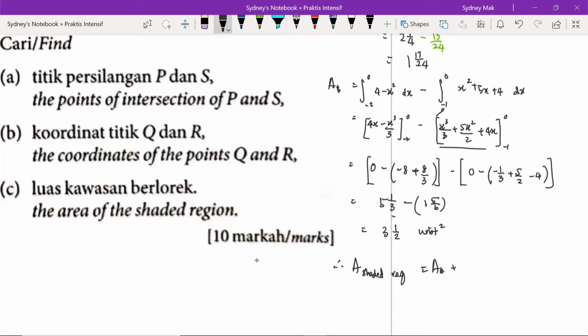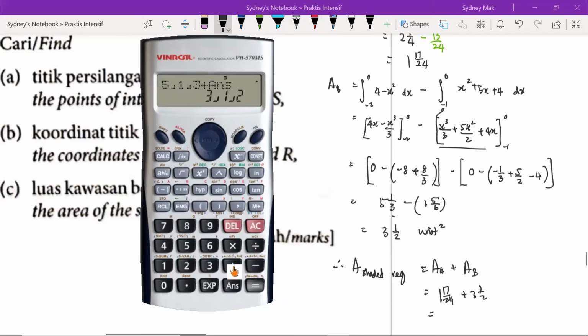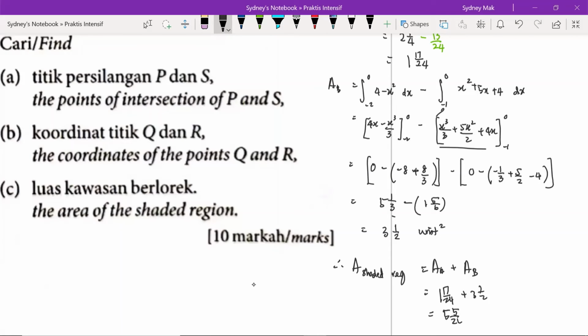Therefore, the total area, or the area of the shaded region, will be part A plus the area of part B. So the part A is 1 and 17 over 24. Part B is 3.5. Okay, let's use the calculator. So 3.5 plus 1 and 17 over 24. So we have 5 and 5 over 24. Okay, that's it for question number 7.